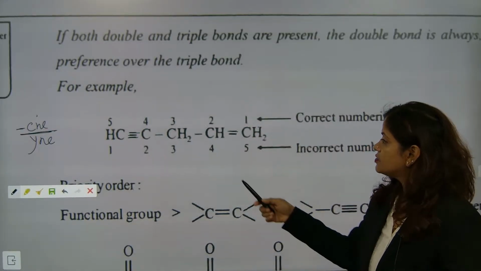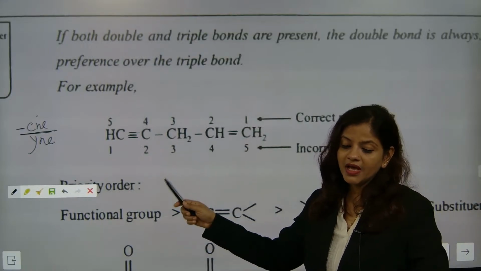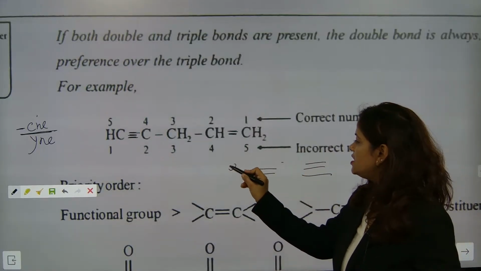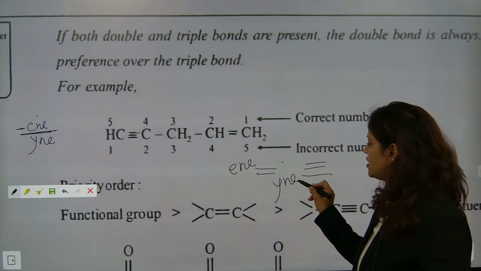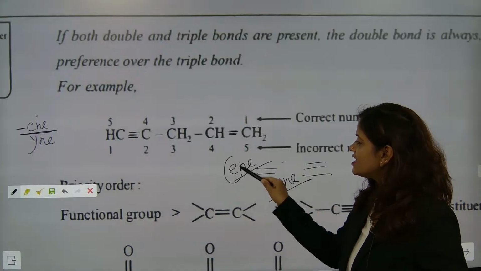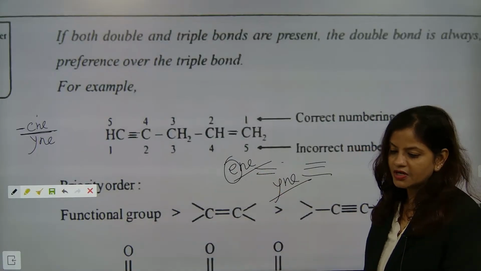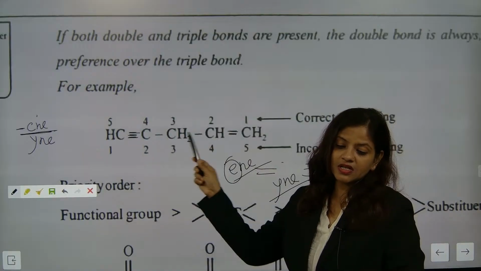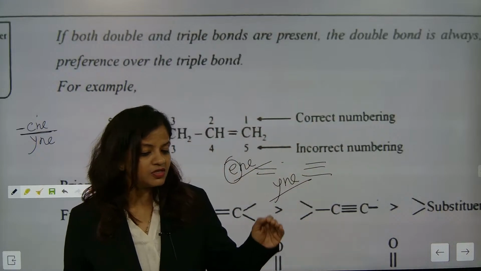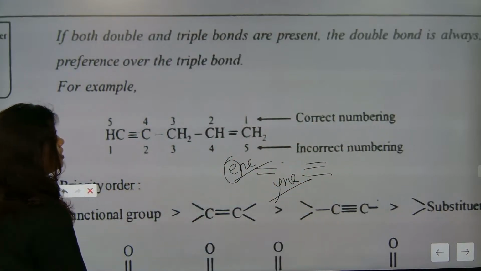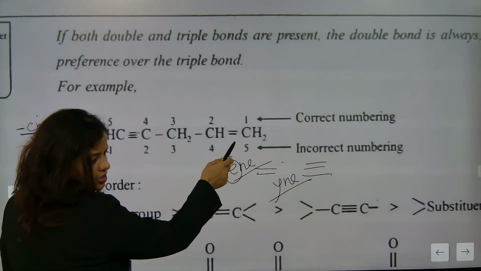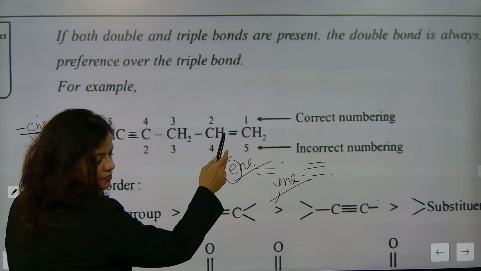So now remember that: double bond will be ene and triple bond will be yne. So between ene and yne, in alphabetical order, which one comes first? E comes first. So for a double bond you have to give preference. Wherever double and triple bond are present, give preference to the double bond. So here the double bond is present first, so I am giving the preference to the double bond, and check this one out.